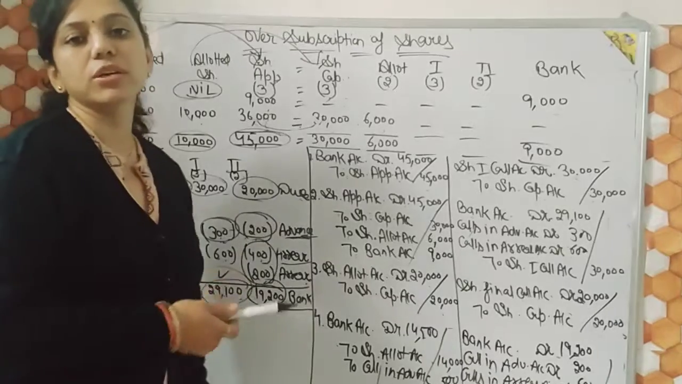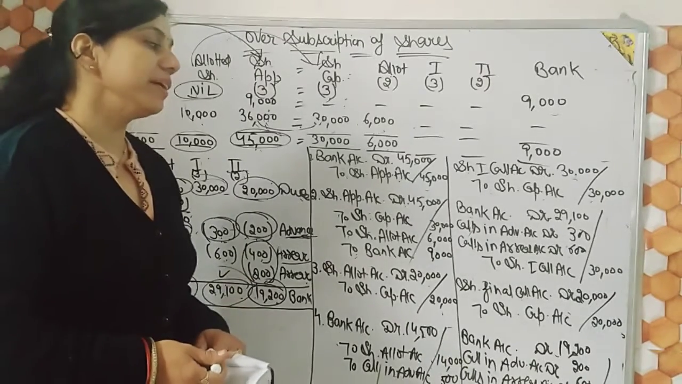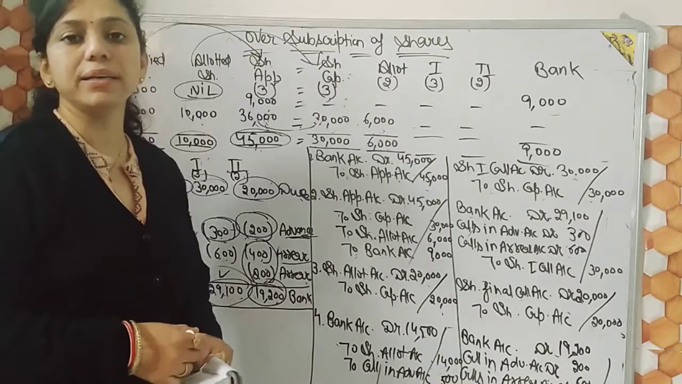So this is the procedure of oversubscription of shares. And it is quite simple if you understand the table properly.